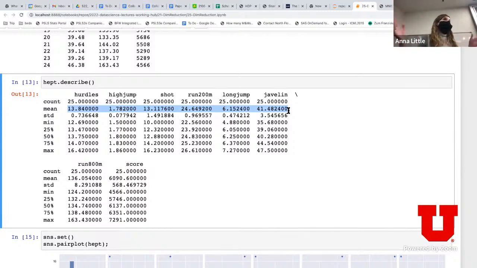Because these are totally different events, they're measured on different scales and in different units. So the means here are all over the place. The mean for the javelin throw actually isn't the largest. The largest one is for the run 800-meter event, and I think the next largest is for the javelin throw. And then some of them are smaller.